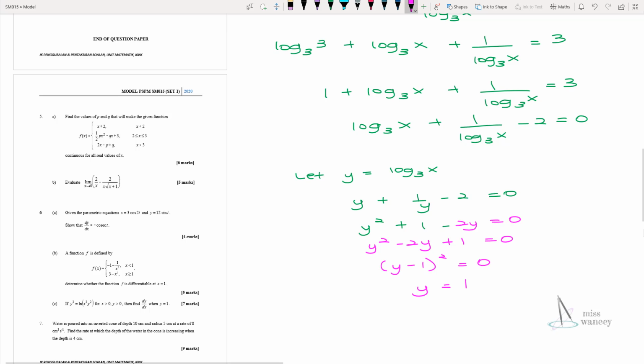Y is definitely equal to 1. So log 3x is definitely equal to 1. X will be equal to 3 to the power of 1, and 3 to the power 1 is simply equal to 3. Okay, so that is the value for this question.